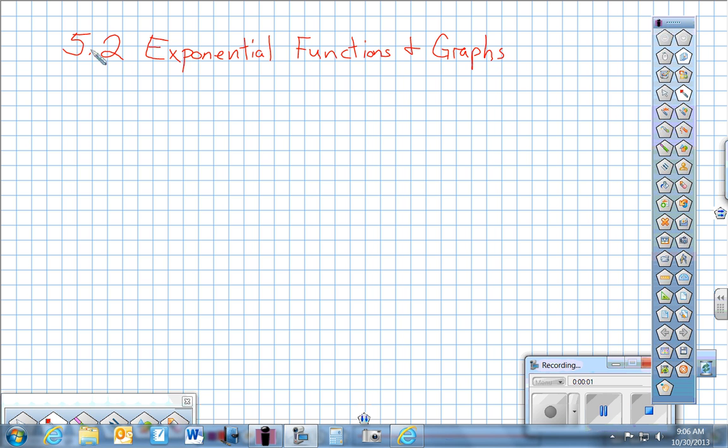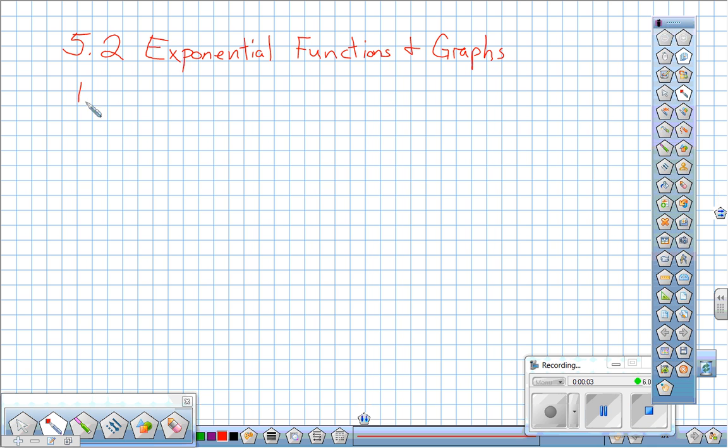2 over exponential functions and graphs. An exponential function, you've probably seen graphs of them, and they grow up very, very quickly. The definition of that will be f of x, so that's our function notation.